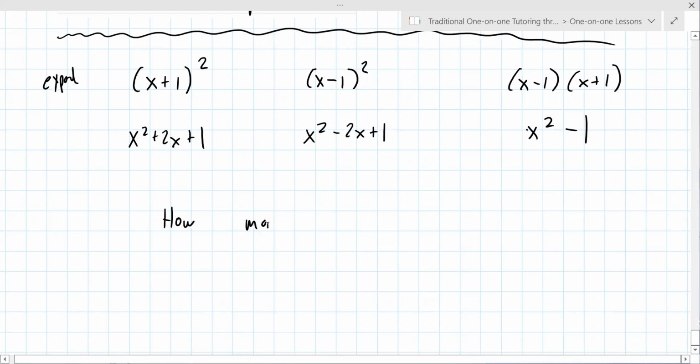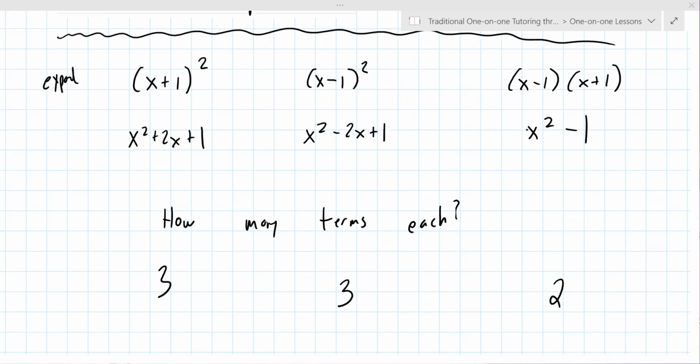Okay, so now I want you to answer this question. How many terms does each one have? How many terms does this first one have? 3. And then the middle one, 3. And then the one on the right, 2. So whenever you have something in this form, x plus 1 squared, x minus 1 squared, they always have 3 terms. Like if it was like 5x minus 12 squared, it's still 3 terms. Or 4x minus 8, it's still 3 terms. The only time it goes down is when they're opposite, like when it's 1 minus and 1 plus.